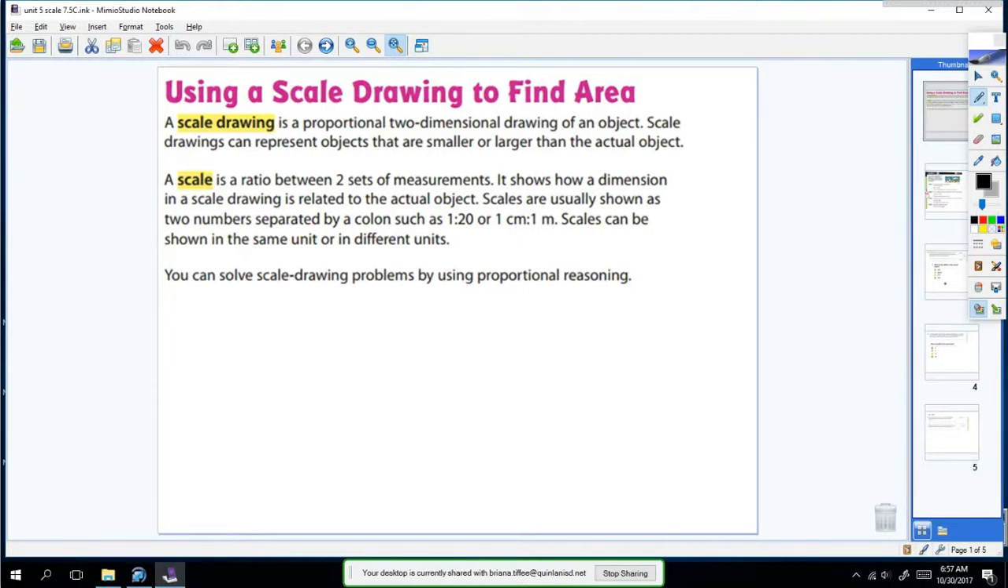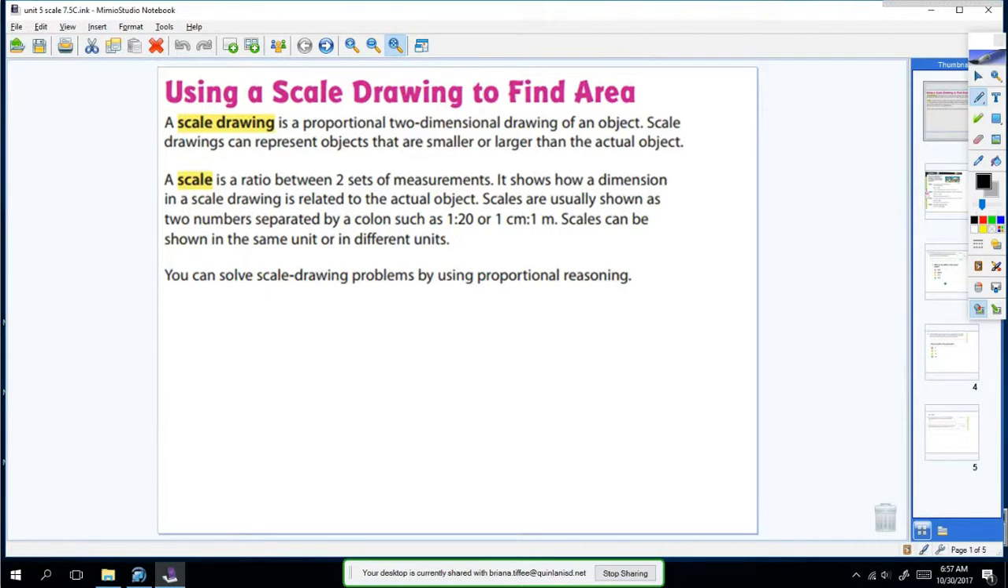Scale drawings can represent objects that are smaller or larger than the actual object. So generally, when you have a blueprint of a house, it is a scale drawing of the actual house, but it's scaled down. Or if you ever have a model car, that's a scale drawing of an actual car.